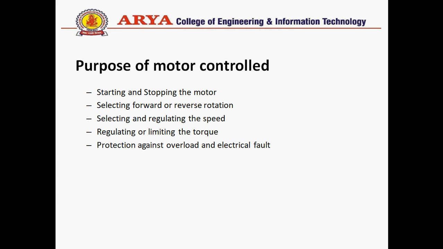Now, why do we control the speed of a motor? So, starting and stopping the motor, selecting forward and reverse rotation, selecting and regulating the speed, regulating or limiting the torque, and protection against overload and electric fault. So, what is torque? Torque is the twisting force. In other words, we can say it is the rotational force developed by the motor.